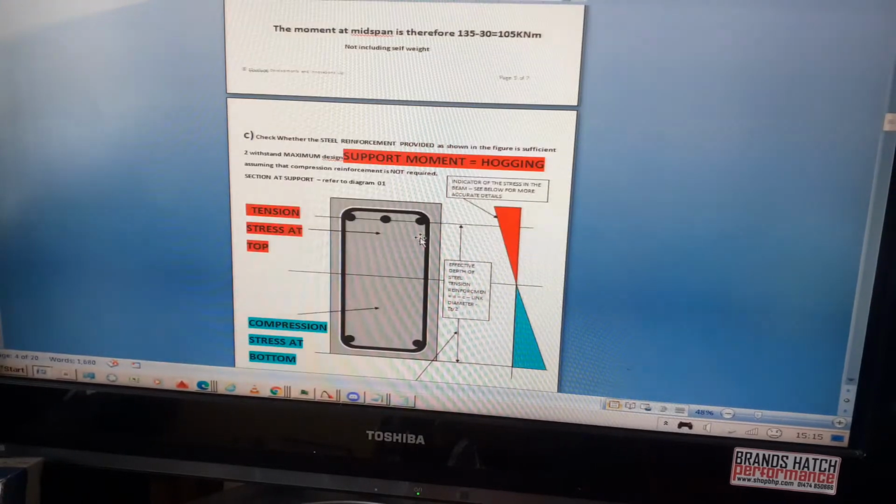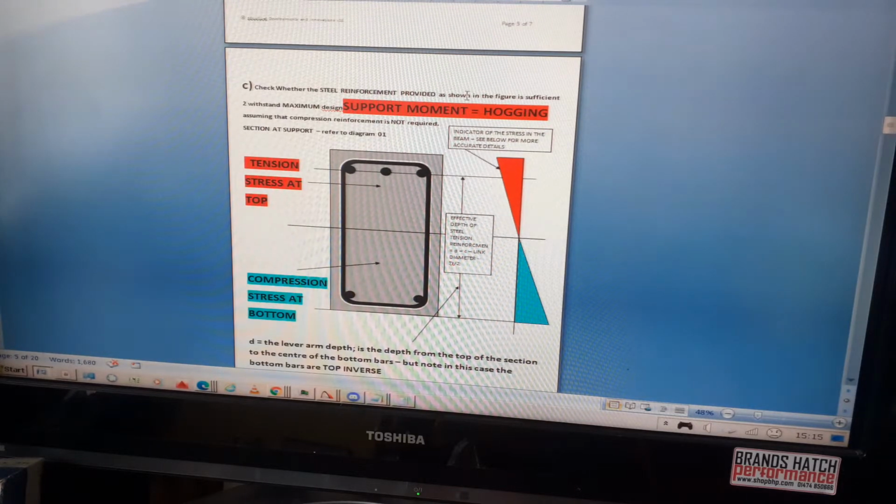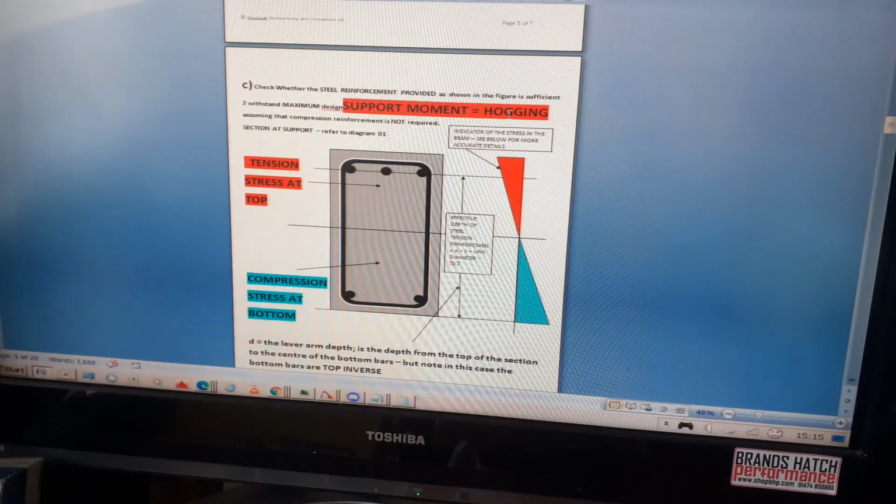So now, part C of the question is, check whether the steel reinforcement provided as shown in the figure is sufficient to withstand maximum design support moment. So that's the hogging moment, which is breaking it at the top. So it's going to break the top of it.